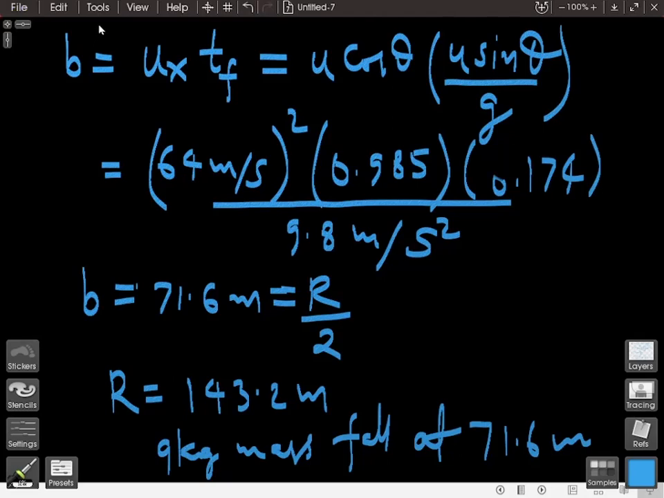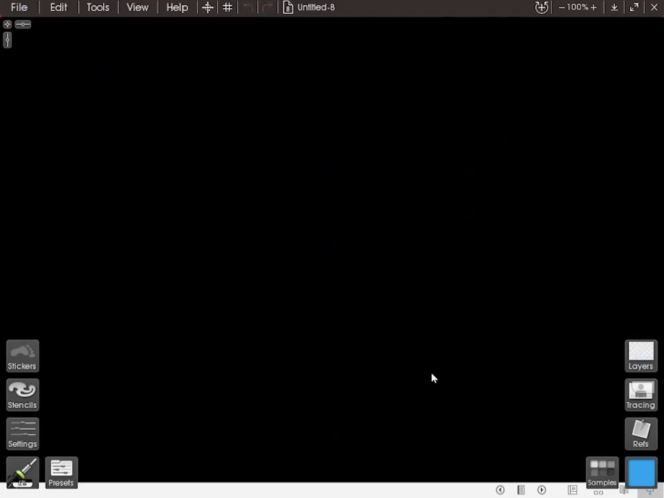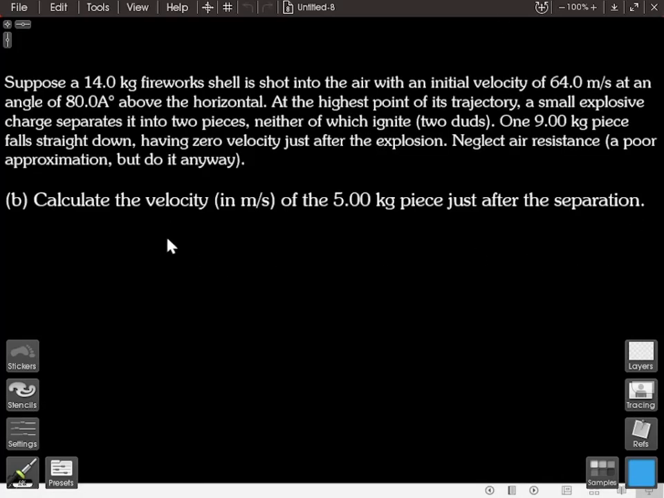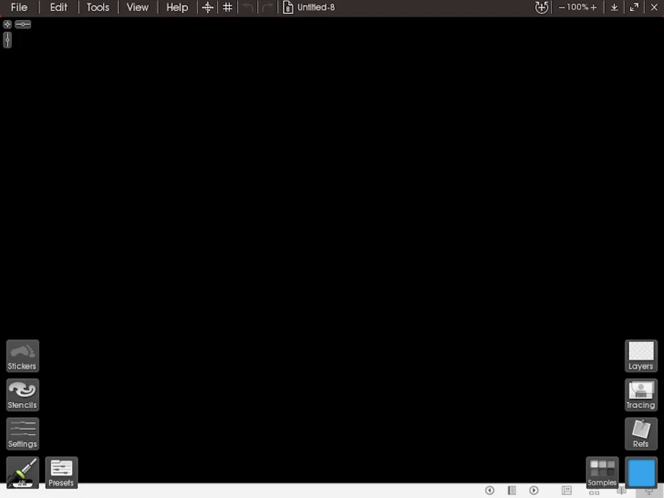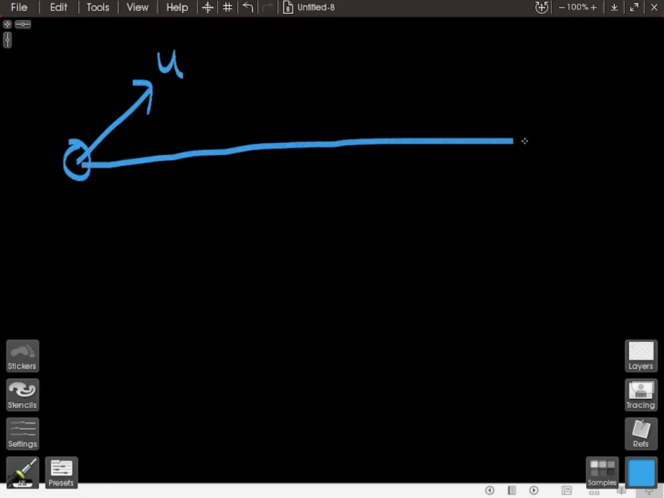Okay, let's move on to the second part. This problem requires us to calculate the velocity of the 5 kg, or the smaller piece, right after the explosion. Okay, so we had a projectile which was sent with a velocity u at an angle theta with respect to the horizontal. At the highest point, it split into two parts. One part fell down. The second one continued to move in this direction.